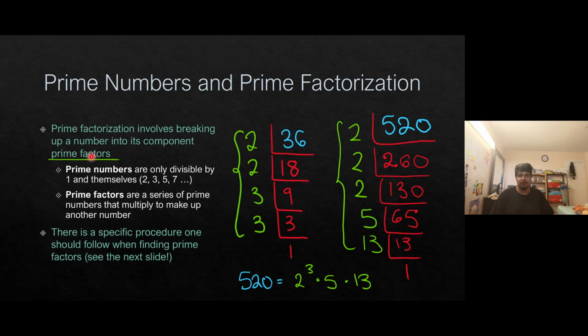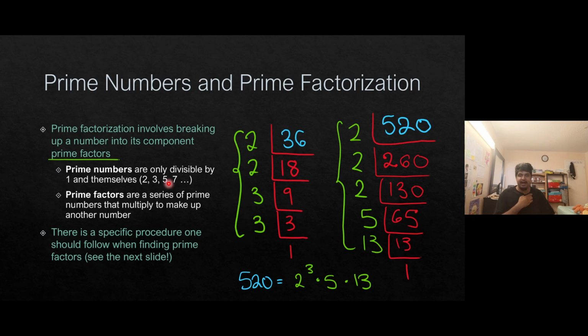So first of all, what is a prime number? Well, a prime number is a number that's only divisible by 1 and the number itself. So for example, I have here 2, 3, 5, and 7. They're all prime numbers. They're only divisible by 1 and themselves.